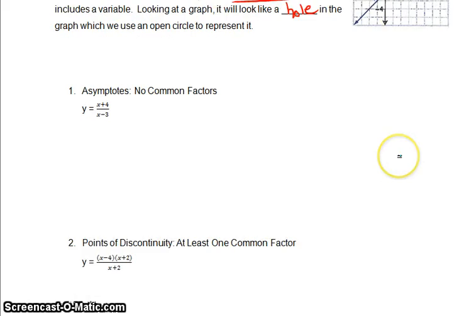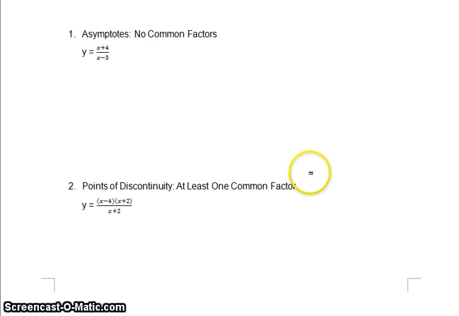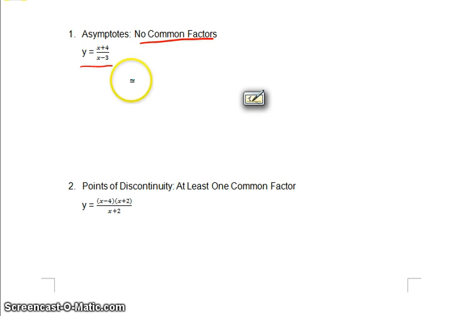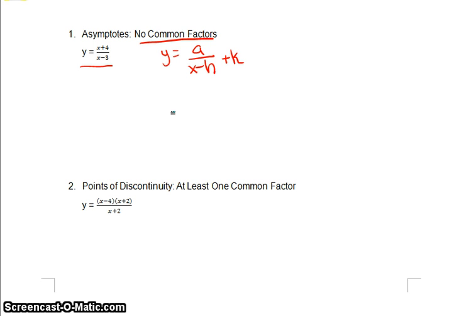There are going to be 3 different cases that we're going to look at. The first one is when we have just asymptotes, so when there are no common factors with the denominator. We're going to take this equation and rewrite it into standard form. If you remember, that is y is equal to a over x minus h plus k. We did a question like that last section, so hopefully this is a good reminder.